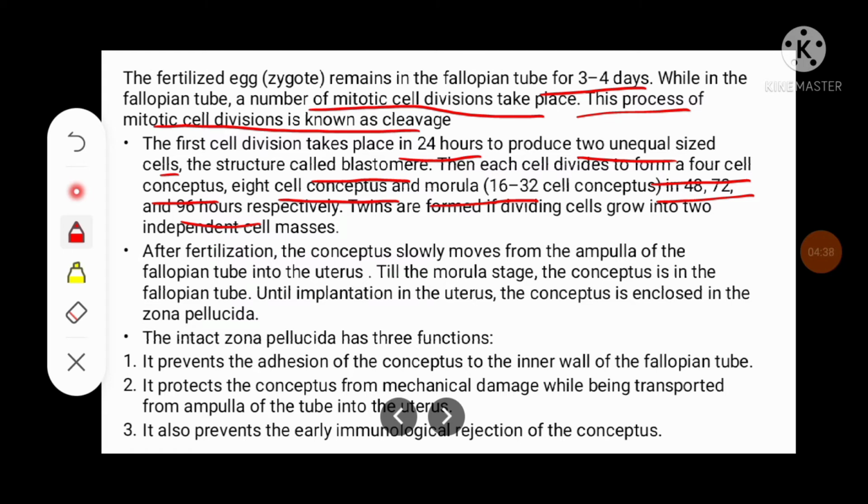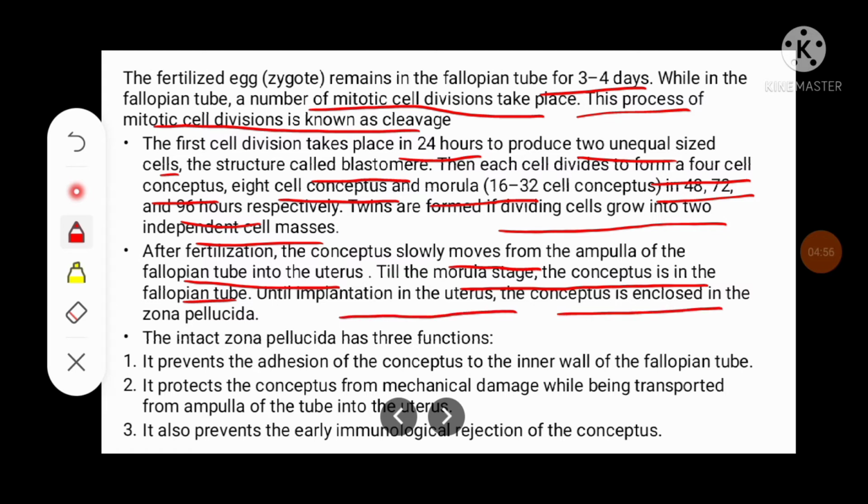Twins are formed if the dividing cells grow into two independent cell masses. After fertilization, the conceptus slowly moves from the ampulla of the fallopian tube into the uterus. Till the morula stage, the conceptus is in the fallopian tube. Until implantation in the uterus, the conceptus is enclosed in the zona pellucida. The intact zona pellucida has three functions. That is, it prevents adhesion of the conceptus to the inner wall of the fallopian tube. It protects the conceptus from mechanical damage while being transported from the ampulla of the tube into the uterus. It also prevents the early immunological rejection of the conceptus.